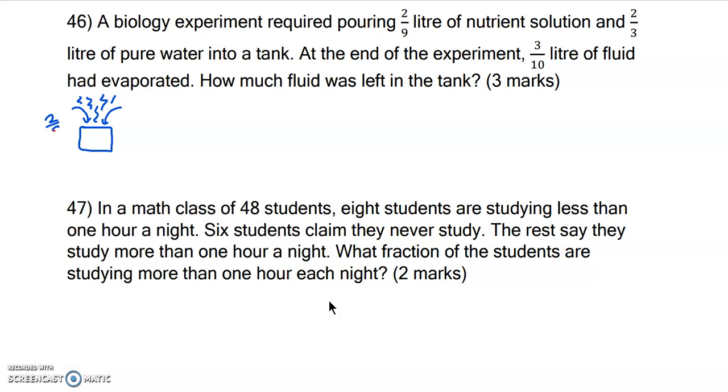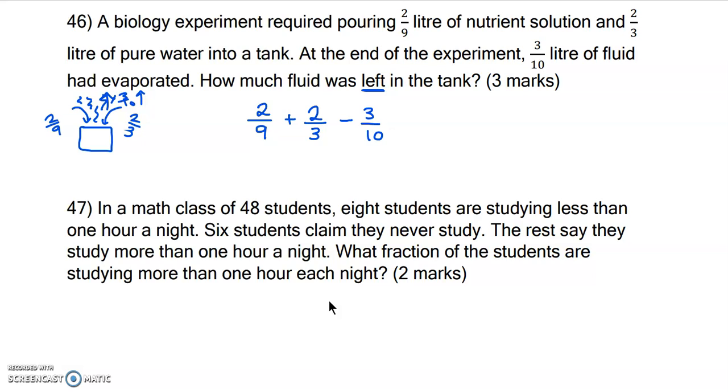So 2/9 is going in, 2/3 is going in, but 3/10 is going out. So this lets us know the operation that we need to do because we're asking for what's left. So we're going to combine the amounts that we're putting in the tank, 2/9 and 2/3, and then we're going to subtract 3/10.